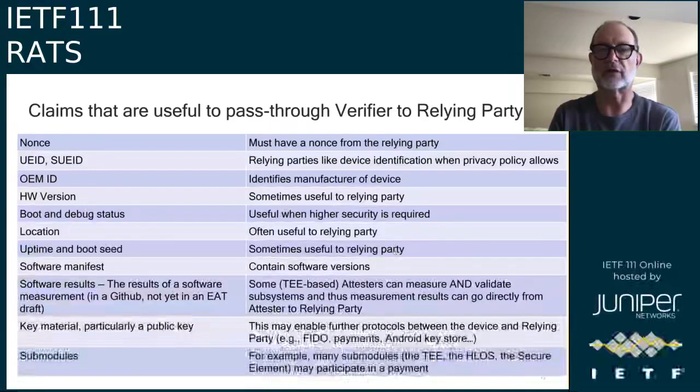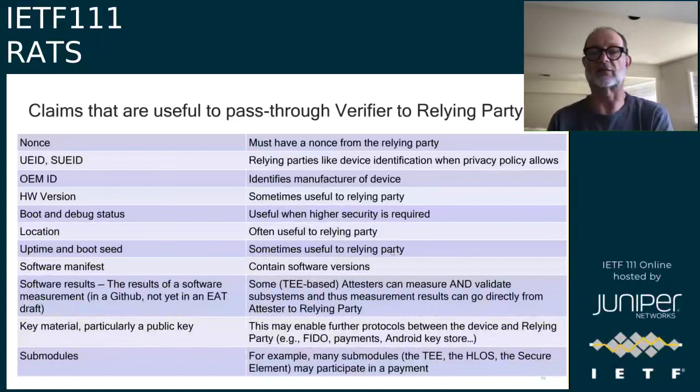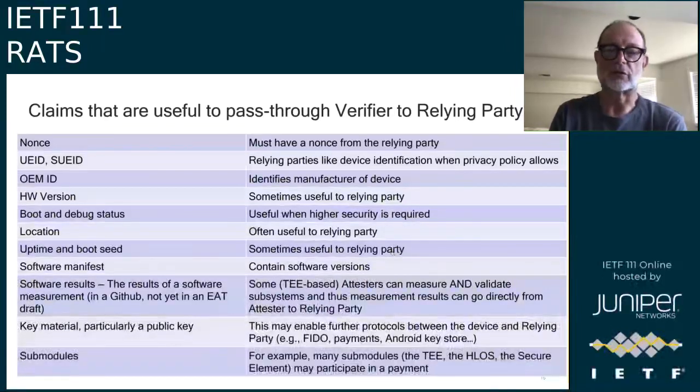Note also that some attesters can measure and validate subsystems. So the measurement results do not have to be carried out by the verifier. That can be done by the attester. Then key material is like Android Keystore. You definitely want to pass key material through to the relying party, and then submodules characterizing the device.